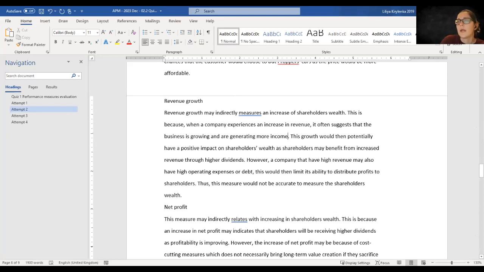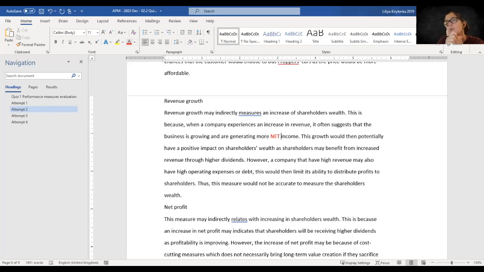The growth, but I would add here net income or more profits, just to show the examiner that you understand that shareholders do not get anything from revenue. This growth would then potentially have a positive impact on shareholders, whilst shareholders may benefit from increased revenue through higher dividends. They can benefit from increased profits, not revenues.